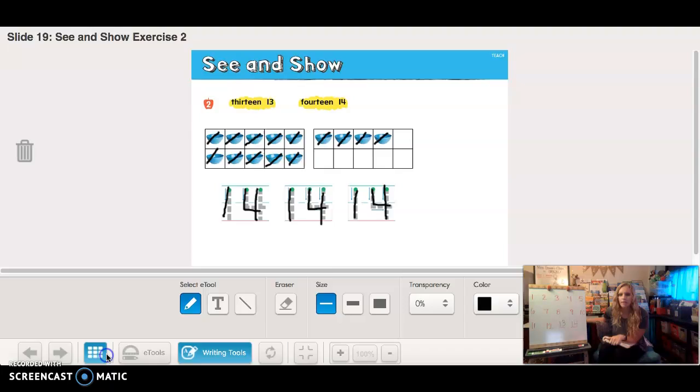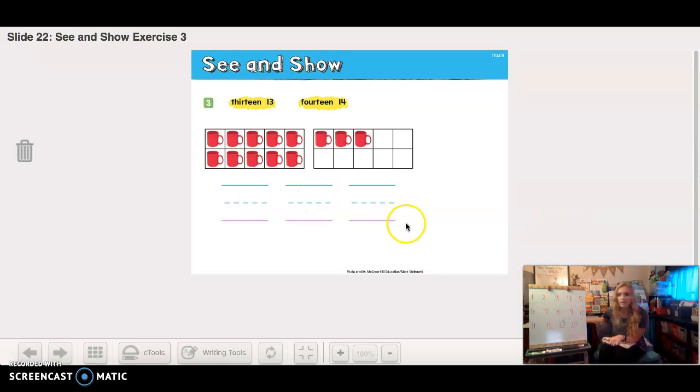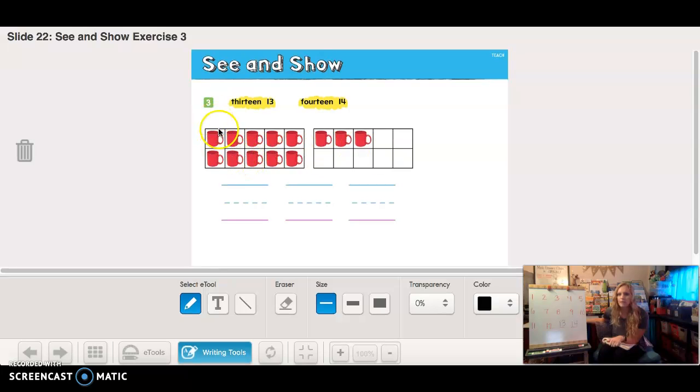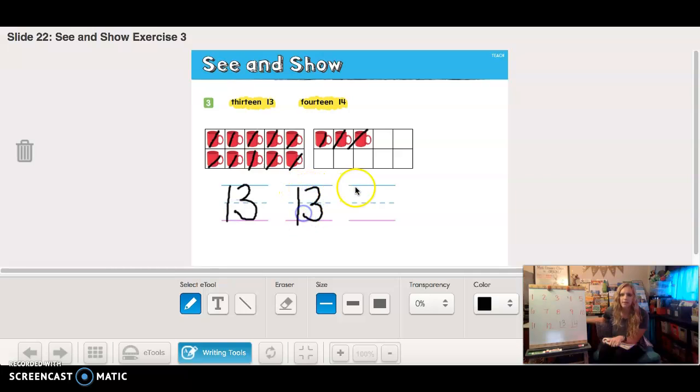Now the last one on our page doesn't have a number to trace, so we couldn't peek ahead and see how many we've got. We have to count ourselves and then write it. Let's look at these mugs and count. 1, 2, 3, 4, 5, 6, 7, 8, 9, 10, 11, 12, 13. 13, and how do we write the number 13? A 1 and a 3. So write it 3 times on these lines. 13.